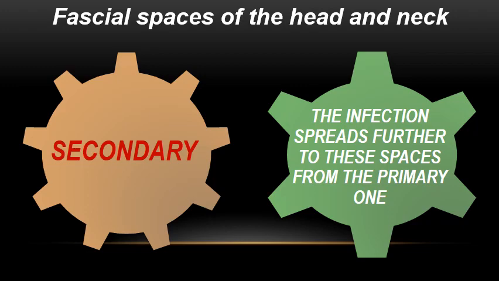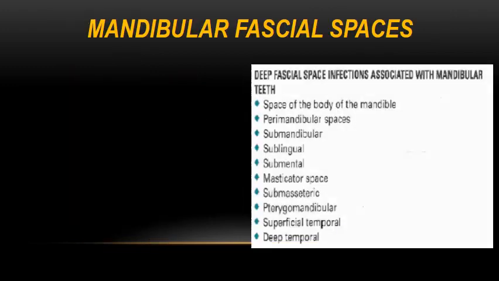So to recapitulate, the primary facial spaces take the infection directly from the offending teeth, and through their communications to other facial spaces, the infection spreads to the secondary facial spaces. Now let's go through an overview of the different mandibular facial spaces related to infections spreading from the mandibular teeth. First of all, according to the anatomical location, we are going to divide them into the space of the body of the mandible, or the perimandibular spaces, or the masticator space.